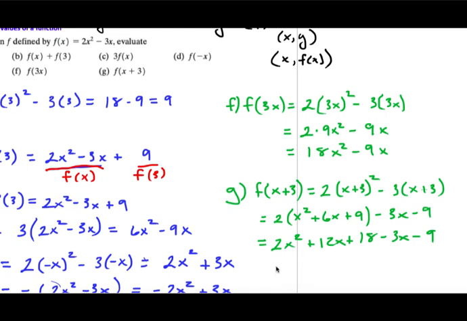And now we can combine like terms. 2x squared. We have a 12x and a minus 3x, so that becomes 9x. And then we have the 18 and minus 9. We get plus 9. So that is our simplified version.